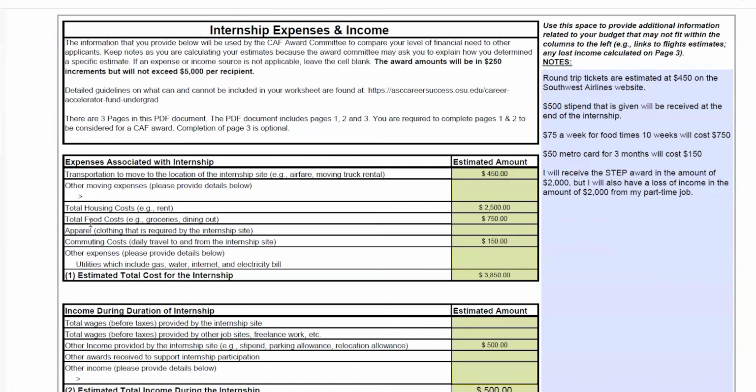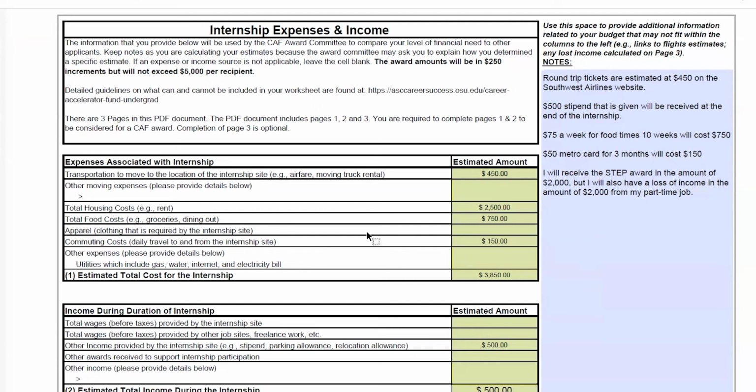The estimated rent will be $1,000 per month, and the third month will be prorated, so that will be $2,500. Total food costs: when considering calculations, the selection committee considers the length of the internship, research experience, or other career building opportunity. In this case, the student will have a 10-week internship with an estimated amount of $75 a week for food, times the 10 weeks they will be at the internship, or an amount of $750.